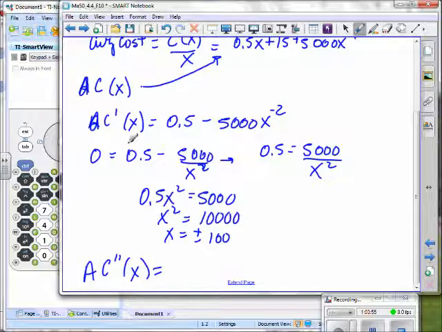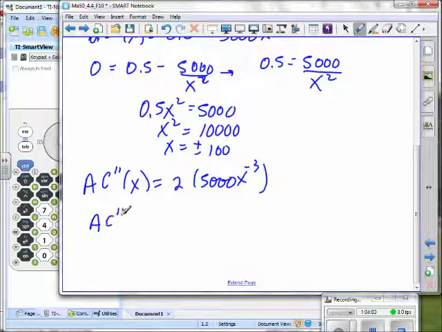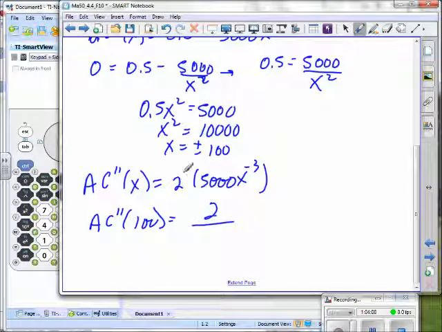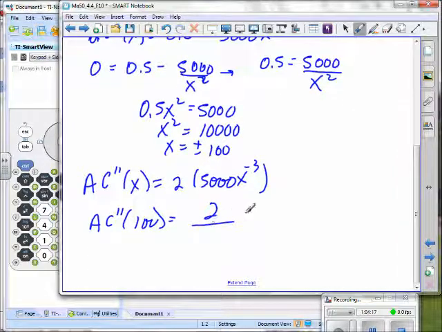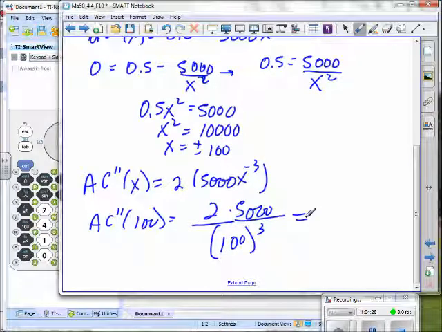Take the second derivative. I would have 2 times 5,000 x to the negative 3. If I take the second derivative at 100, did I forget the negative? Because you had negative 5,000, so when you bring the negative to it. Yeah. So I have 2 times 5,000 divided by 100 cubed. I want to try and get this done as quickly as possible. My answer is, well, do we need an answer? What are we going for here? So what do you think?